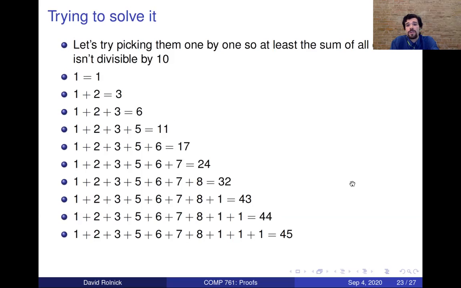Oh yeah, the suggestion is the sum with the remainder of the previous sum. So what if we had two sums with the same remainder? Then the difference is going to be divisible by 10. What would that mean if we had two sums with the same remainder, like 24 and 44?